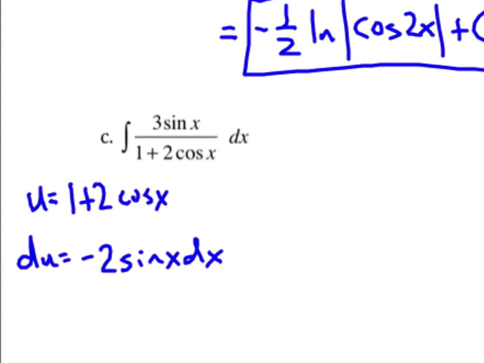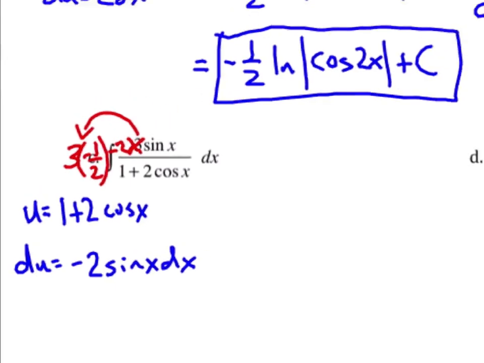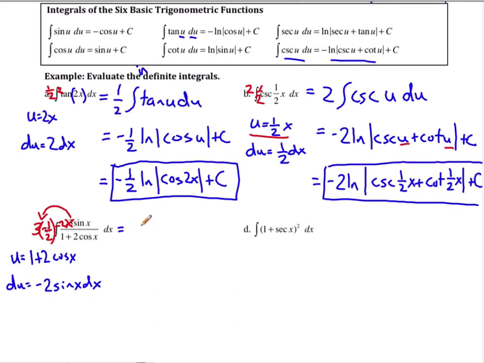So what we're going to do in this case is actually bring the 3 to the outside. So that'll be gone. And then multiply by negative 2 on the inside, and then multiply by negative 1/2 on the outside. So bring your constant multiple outside, and that gives us a negative 2 and a negative 1/2. And so let's rewrite this. We have negative 3/2 times the integral of negative 2 sine x over 1 plus 2 cosine x dx.